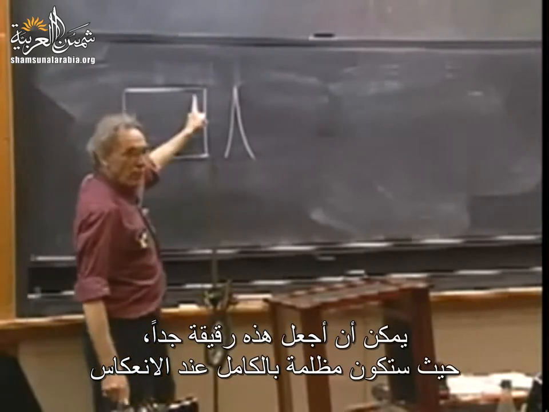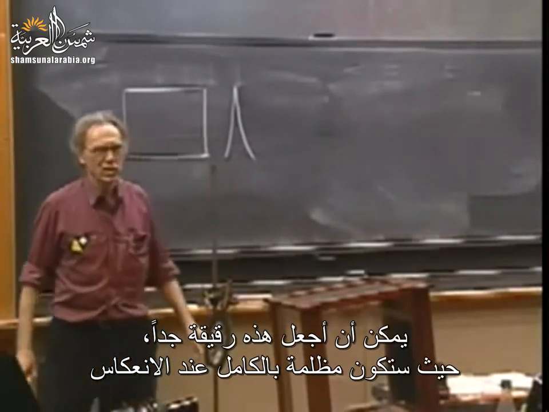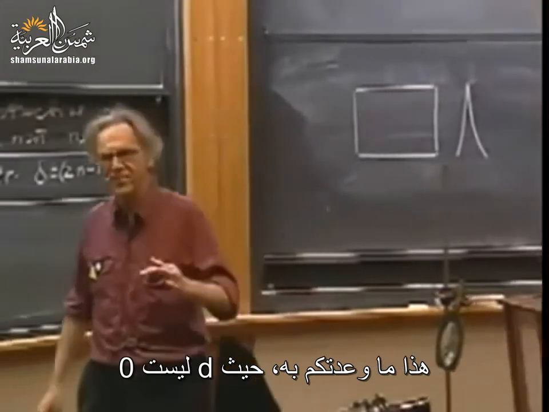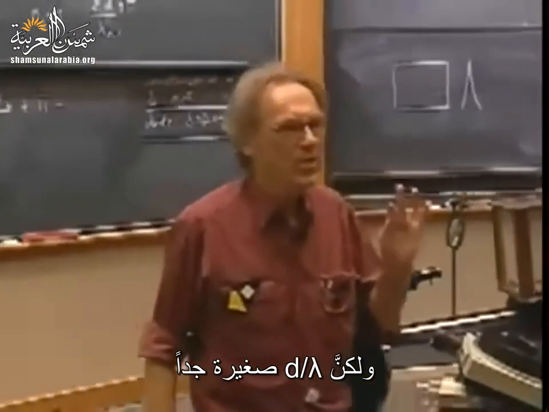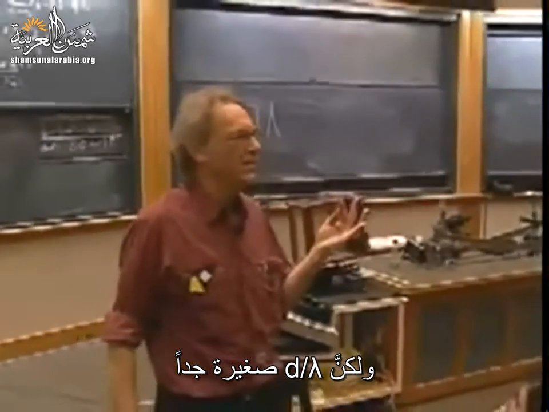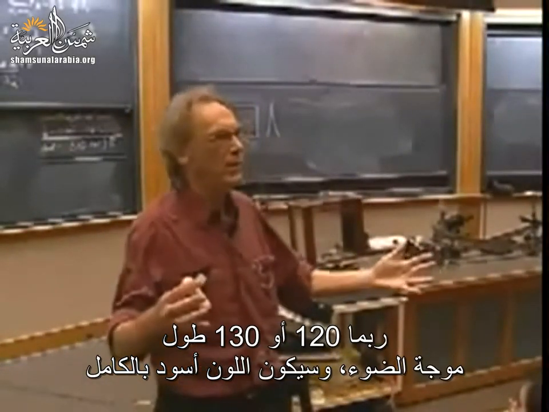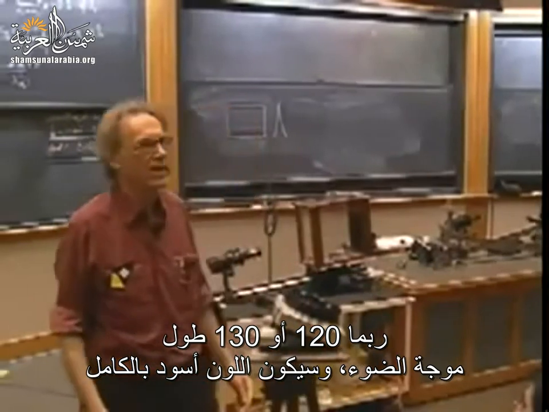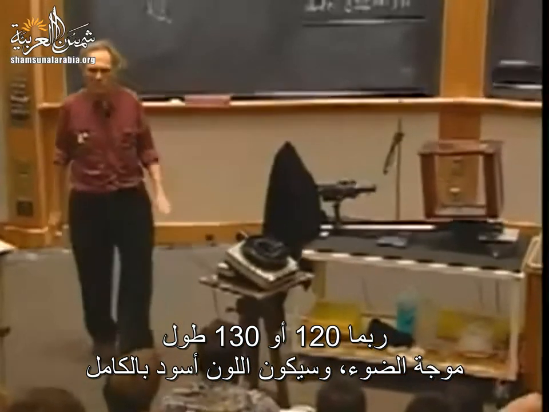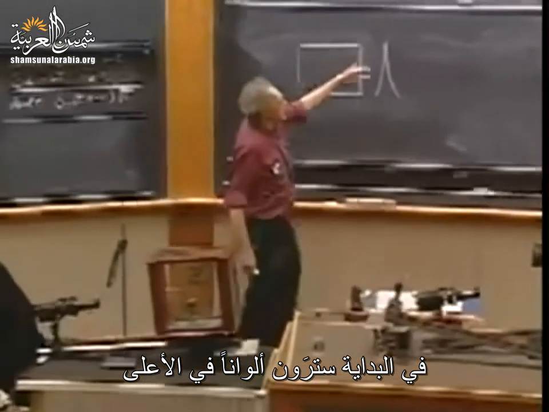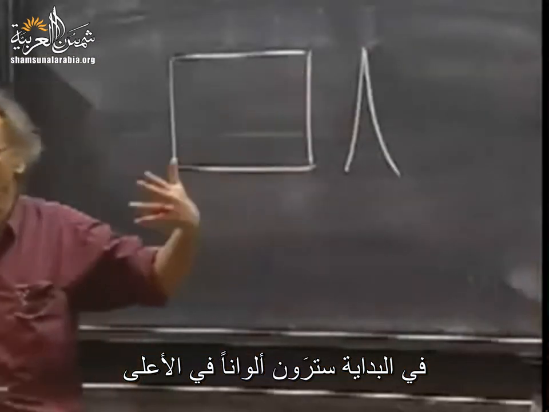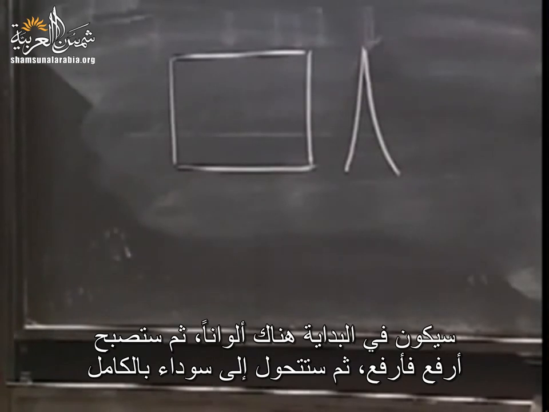I can make this so thin that it's completely dark in reflection. That is what I promised you, that D is not 0, but D divided by lambda is so small, maybe 1/20th or 1/30th of the wavelength of light, that it will turn completely black. And as this proceeds, in the beginning, the top will show you colors. It goes through these phases of colors, and then it gets thinner and thinner and thinner, and then it turns completely black.